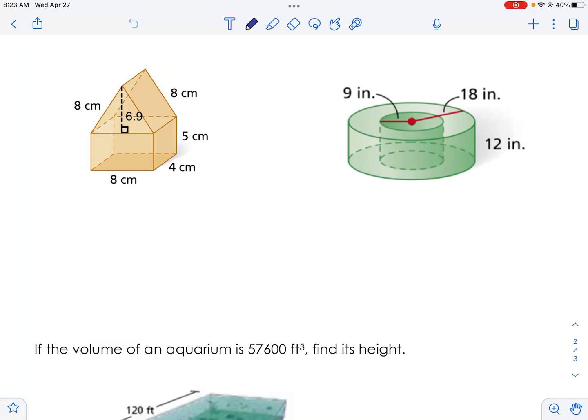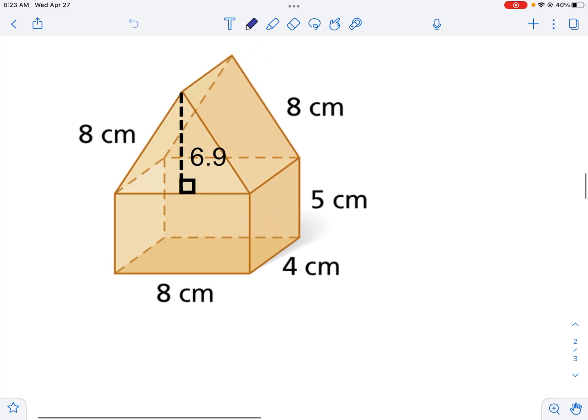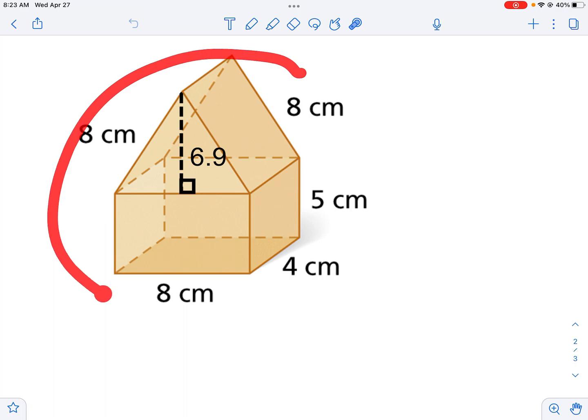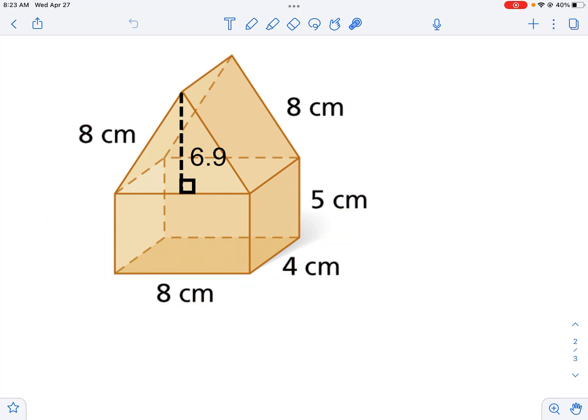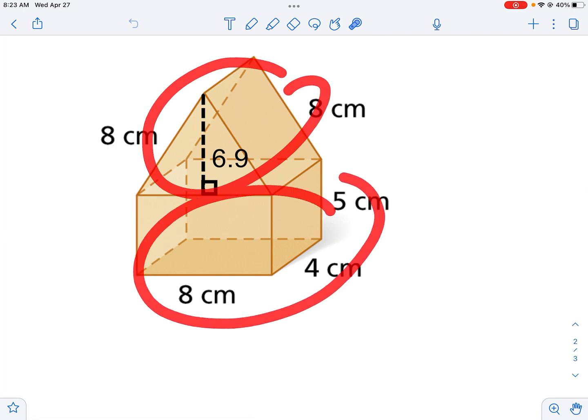And we're back. So jumping back in with this composite figure right here, I really need to figure out what shapes I have, and then that's going to help me figure out what formulas to use, and then I'll be able to solve this problem. So if we were going to find the volume of this whole thing, I see it broken down into two different shapes. So I see this shape on the top, and then I see this shape on the bottom.